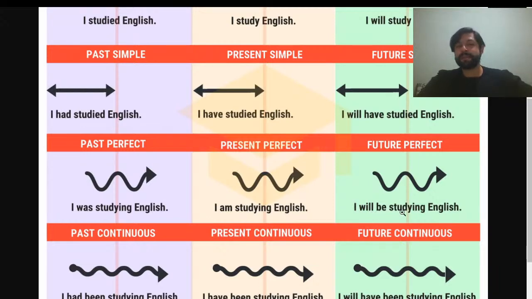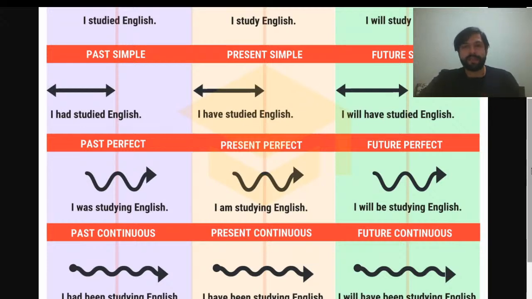I will be studying English. So if you observe the three sentences, the words "I studying English" are the same in the three cases. What changes is the verb to be. If you use the verb to be in the present, with ing, it's the present continuous. If you use the verb to be in the future, with ing, so future, ing, it's the future continuous. So this is how we give names to the grammar structures, basically.